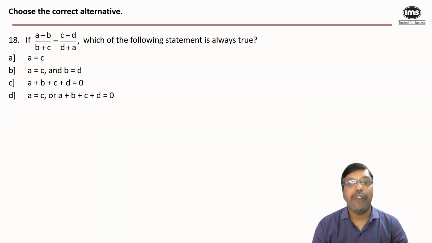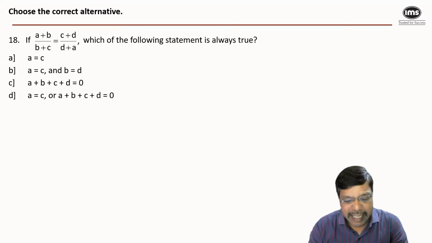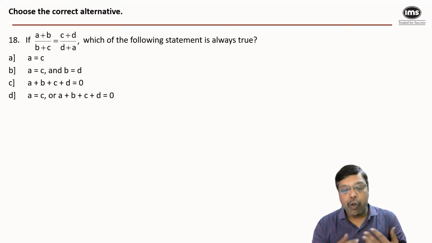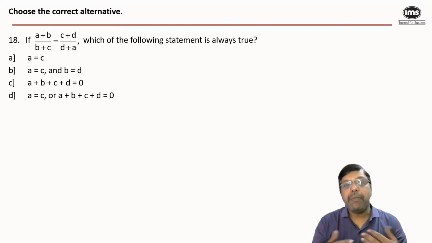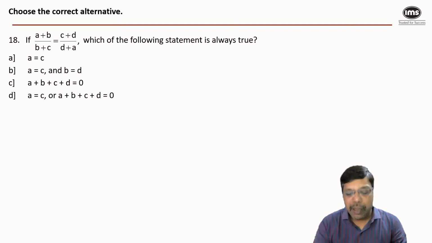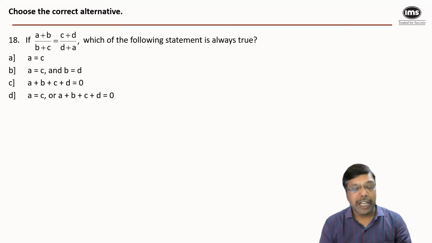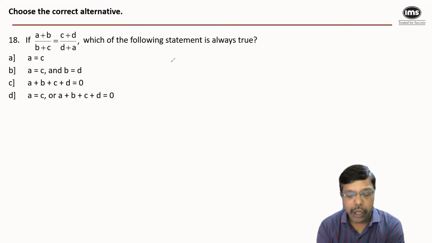Now let's see how we answer this question. It is given that (A plus B) by (B plus C) is equal to (C plus D) by (D minus A). Which of the following statements is always true? Usually in such cases, we either go by the method of substitution or we simplify the expression. If I simplify the expression here, I will use the rule of componendo and dividendo.